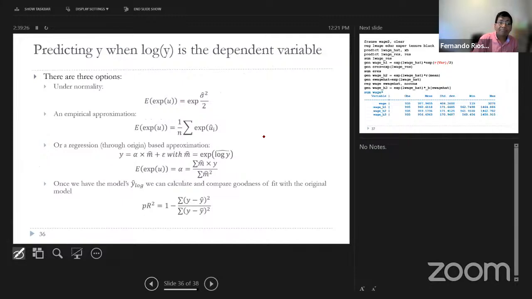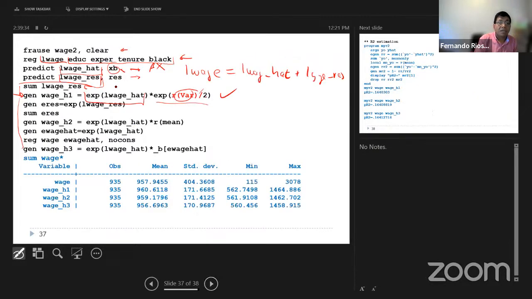The second says, be a little bit more empirical, get the residuals, exponentiate them, and get the average. I have my residuals, I exponentiate them, get the summary statistic, and use the average. This gives me the second approach for the predictions.